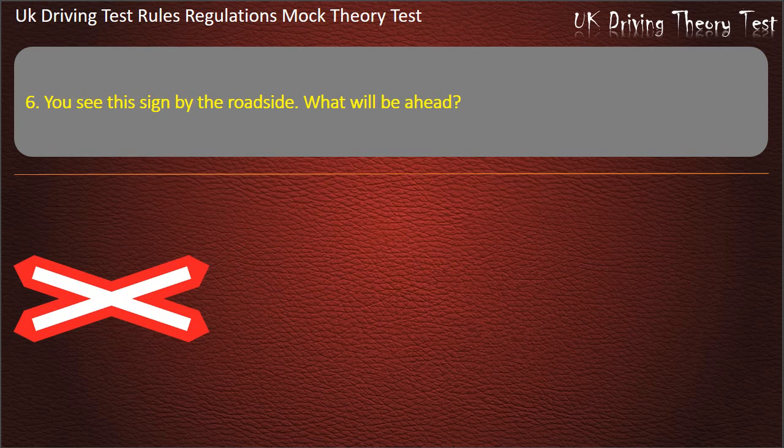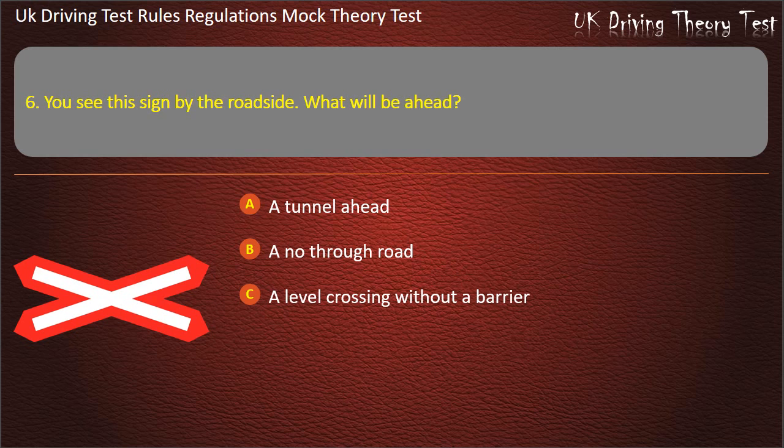Question 6. You see this sign by the roadside. What will be ahead? A tunnel ahead. A no-through road. A level crossing without a barrier. A four-way junction. Answer. A level crossing without a barrier.